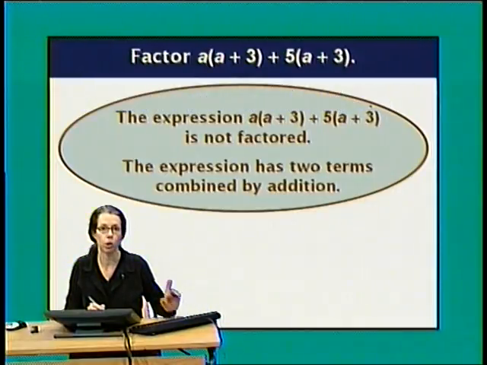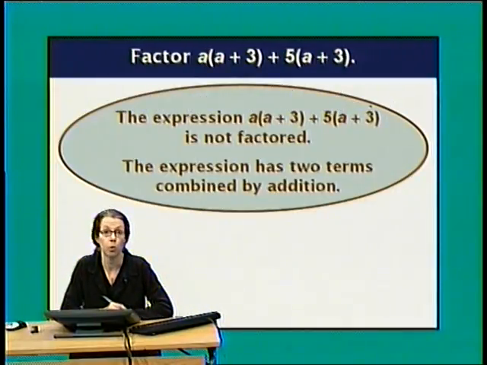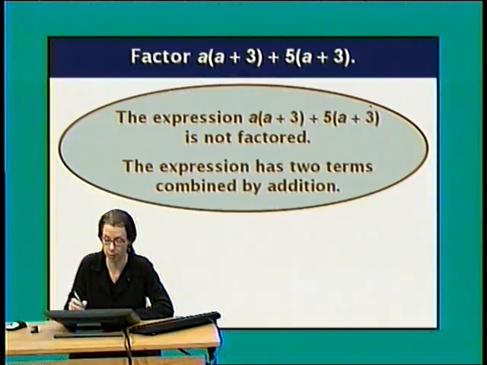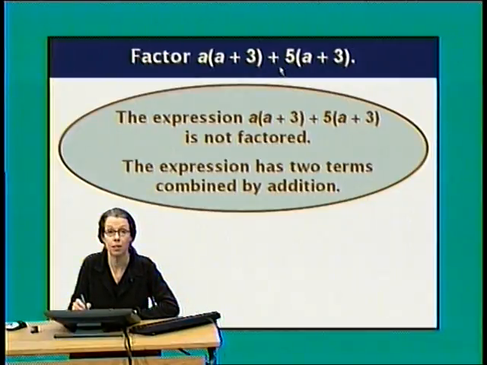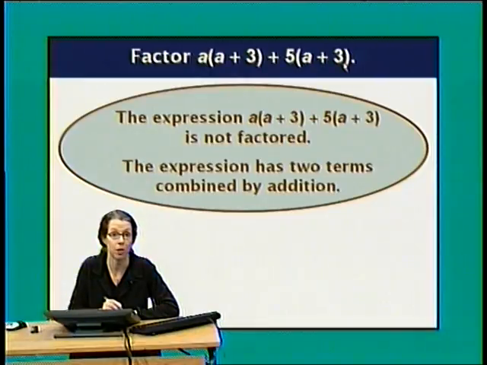Now let's look a little bit more closely at this. Some students, when they see the expression a times a plus 3 plus 5 times a plus 3, see some factorization. But this expression is not factored. The expression has two terms combined by addition. There's still addition going on. In fact, we can see the addition occurring outside the grouping symbols. So that expression, as it was given, was not completely factored, which is why we went the extra step to factor out that binomial factor a plus 3.